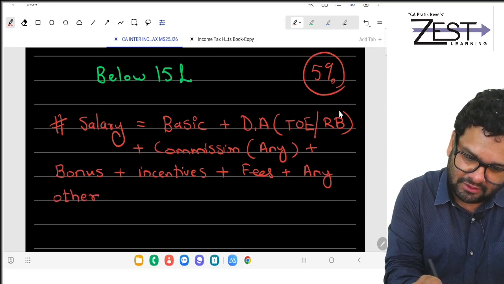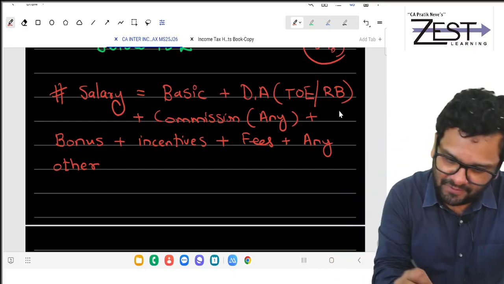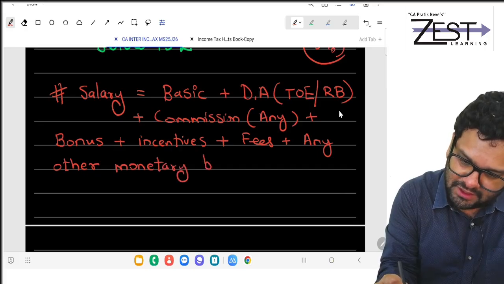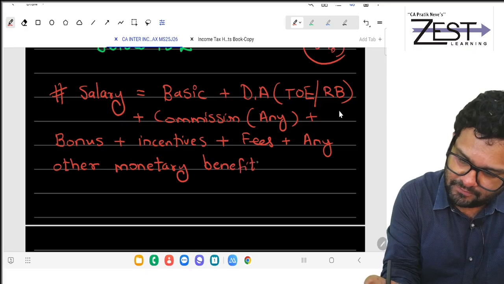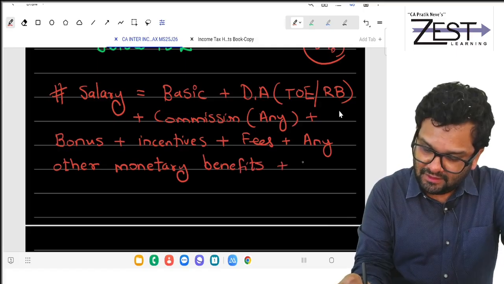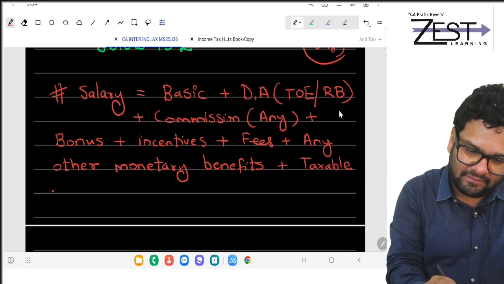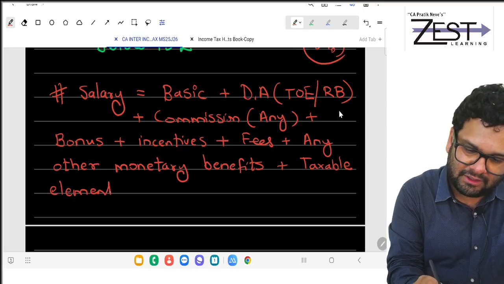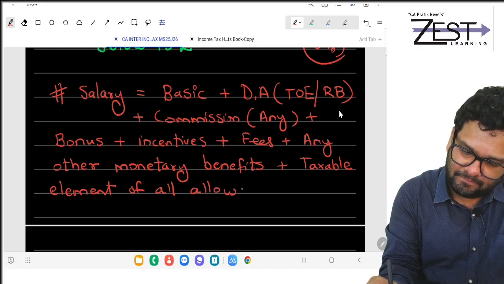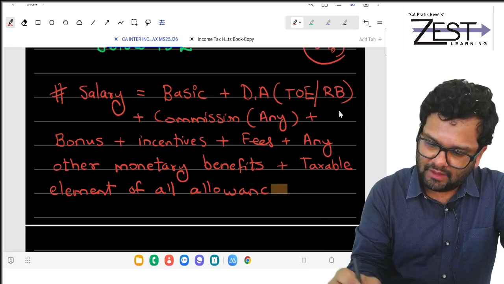In which line we are going? We are going in line of taking all monetary benefits plus any other which benefits? Monetary benefits, not perquisites. Plus any other monetary benefits plus taxable element of all allowances. Taxable element of all allowances.